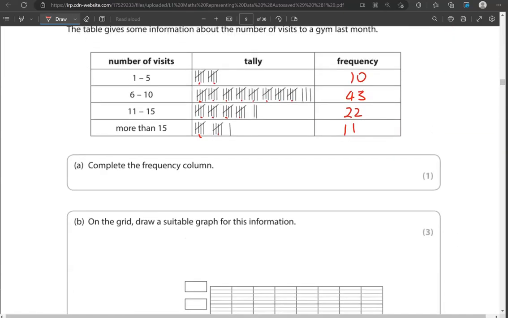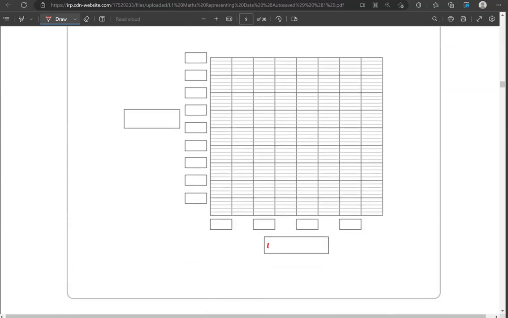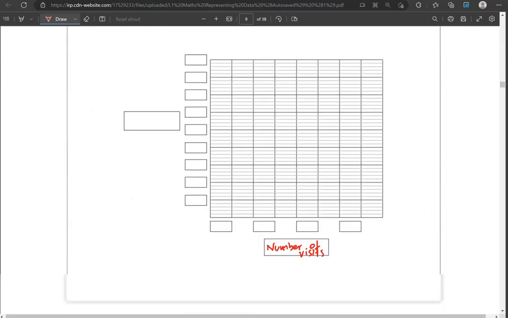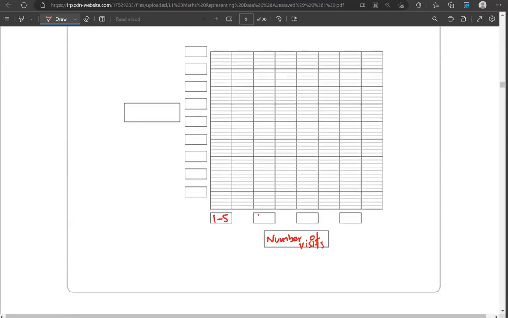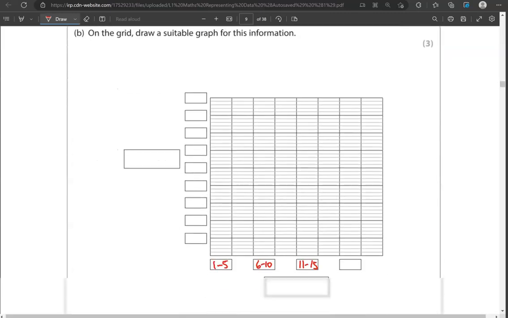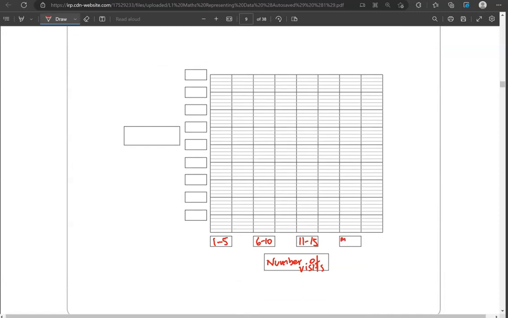So we'll say number of visits 1 to 5, 6 to 10, 11 to 15, more than 15, or we can use the more than symbol. That would be better.